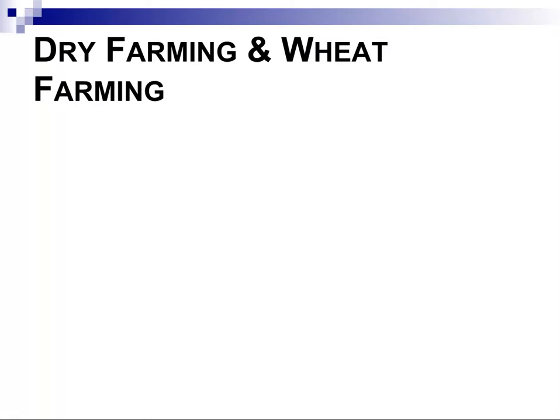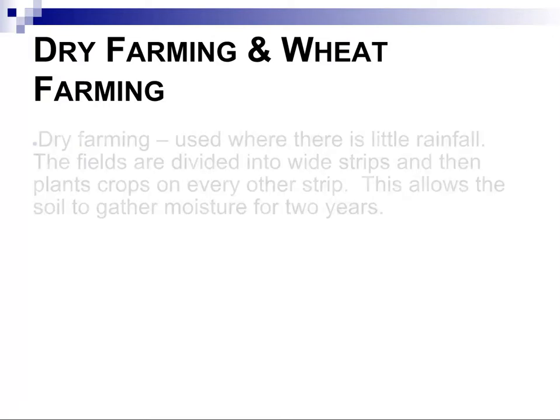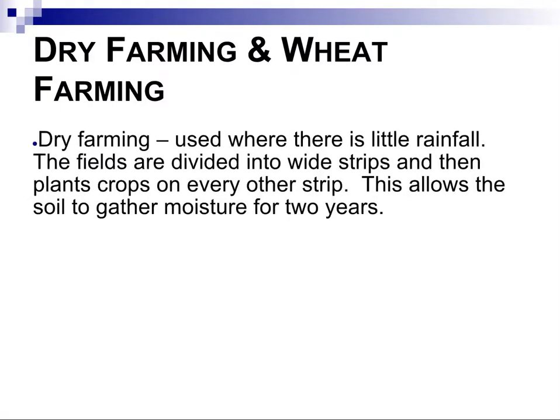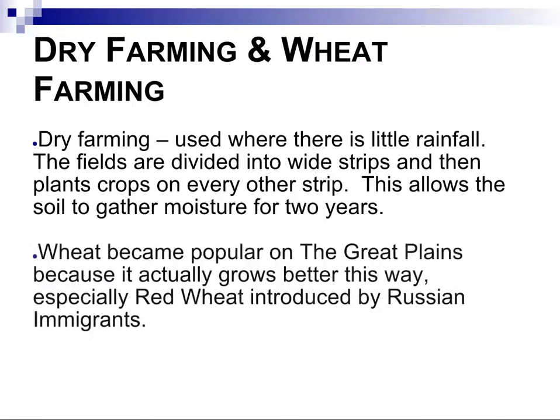Another invention, or adaptation, I guess, depending on which one you want to classify it as, is dry farming and wheat farming. Dry farming, they don't have very much rain, so they were, okay, what do we do? How do we make this work without rain? So what they would do is they would divide the fields into strips, and then they would plant on every other strip, and then one strip would sit for 2 years, and it would gather moisture. The soil below would get moisture, and it would help regenerate the land. And so it actually became popular.